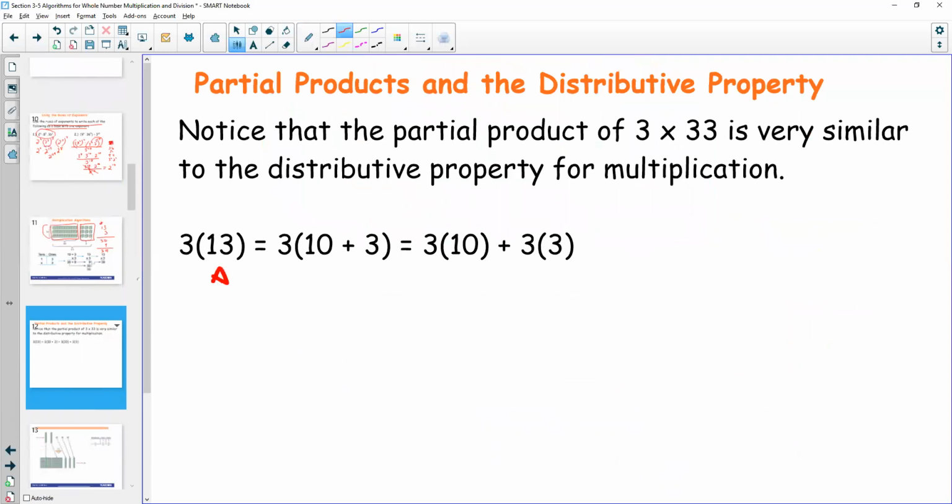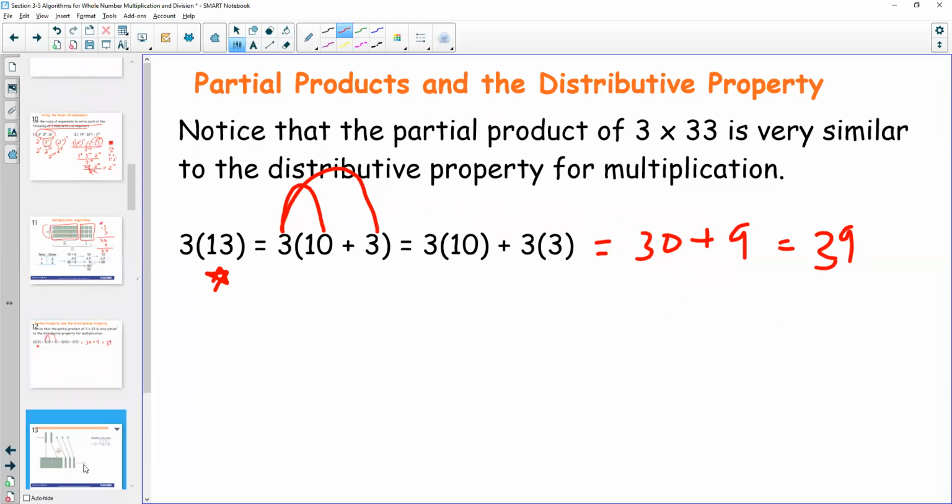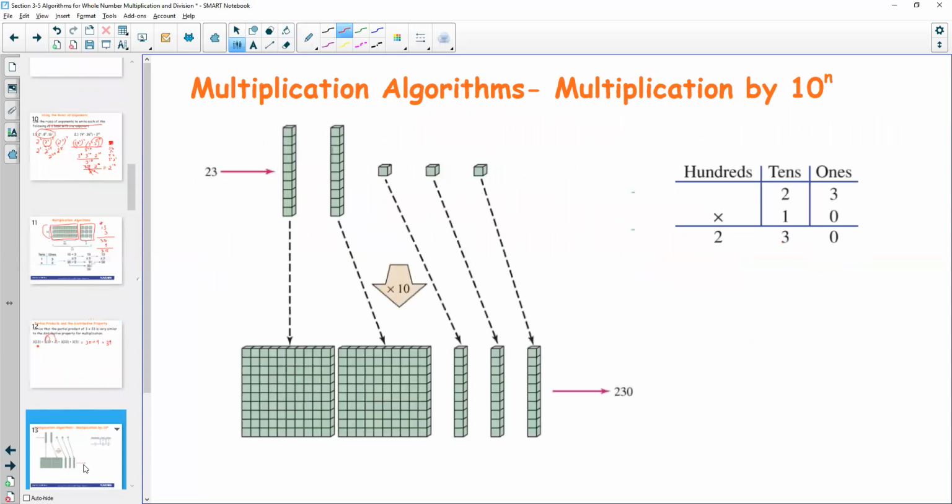I think of this 13 as 10 plus 3, and then I distribute what I'm multiplying by to it. So 3 times 10 and 3 times 3 gets me 30 plus 9, gets me 39. This is a really important thing to think about. It actually makes your mental math a lot easier. Okay, so let's think about it.